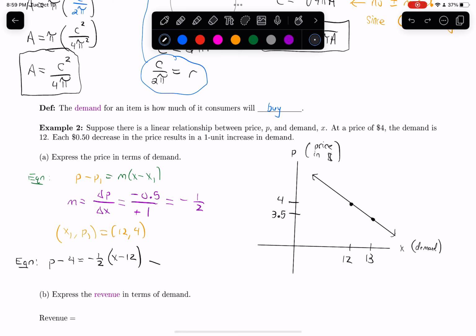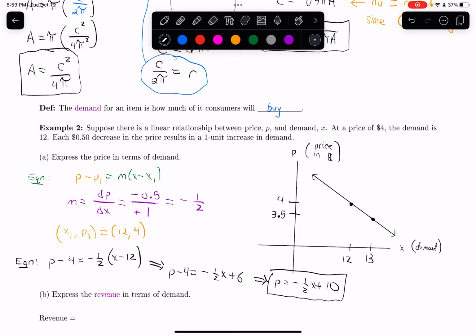Okay, so if I do that, I get p minus 4 equals, let's distribute, negative 1/2 x plus 6. Now I'll add the 4. So I'll put an arrow. That gives me p equals negative 1/2 x plus 10. And that's what I wanted. I got price by itself, and it's in terms of my demand variable, which is x. That's the only variable on the other side.